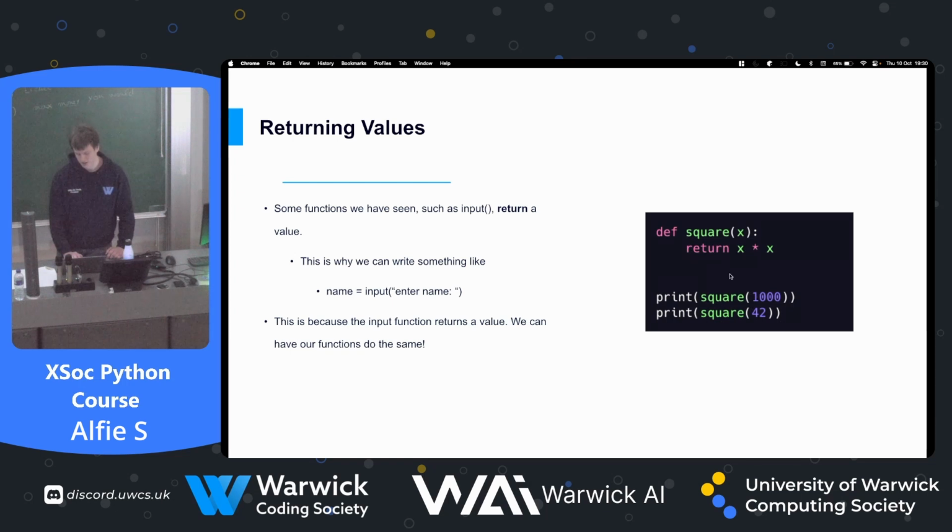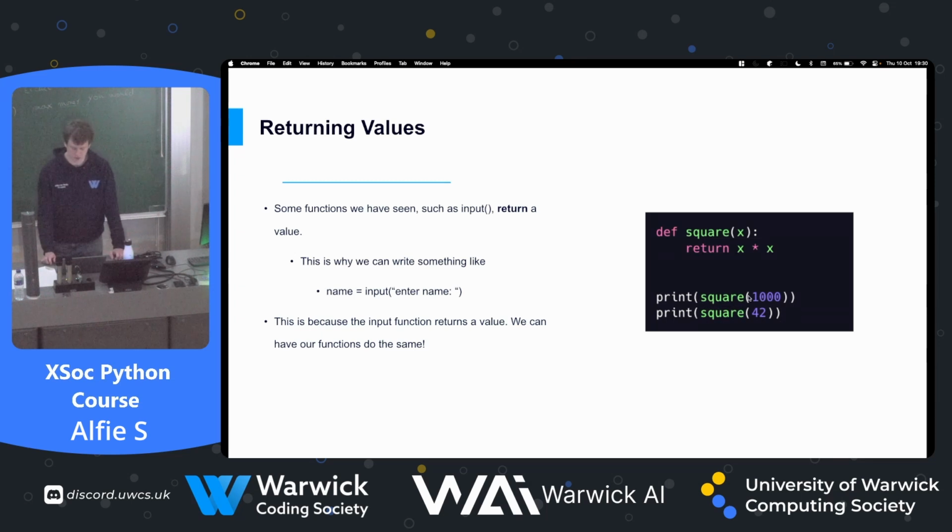So here I have defined a function to square a number. I pass in square 1,000. It gives me back, it returns whatever the square of 1,000 is, a million or whatever. And then the same with 42. And we print this out, but we could also assign it to a variable. We could times it by 2. It's as if we had the actual value here.